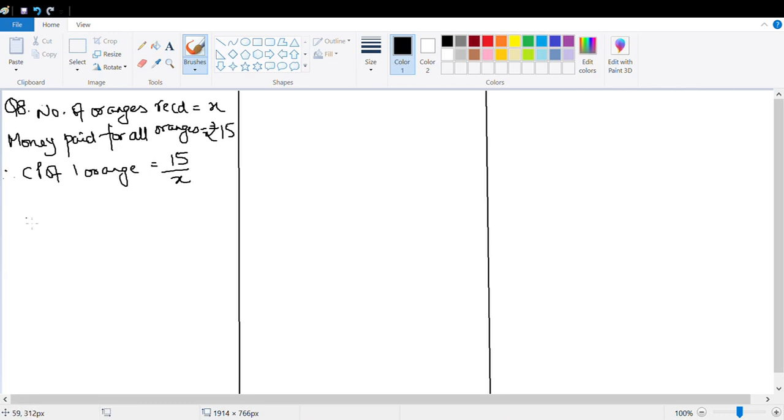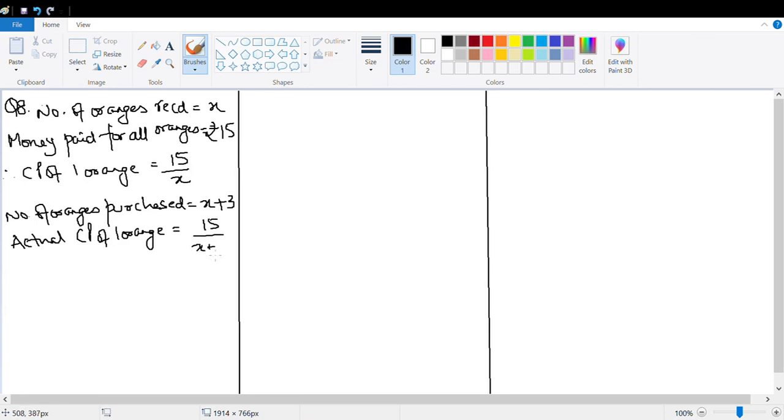Now, in case the servant had not eaten the 3 oranges, how many actual oranges did he purchase? So, number of oranges purchased is equal to what he got plus what the servant ate, which is X plus 3. And now, actual CP. This was the CP that he paid. So, actual CP of one orange will be equal to 15 upon X plus 3.